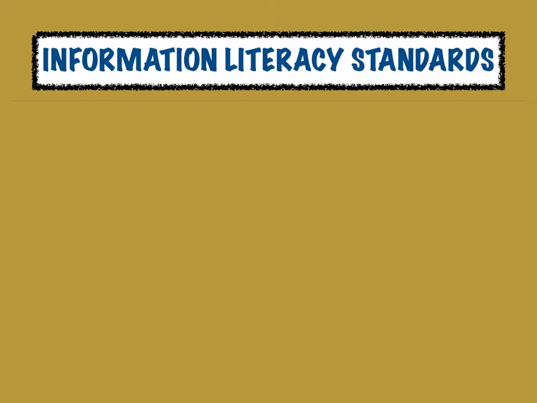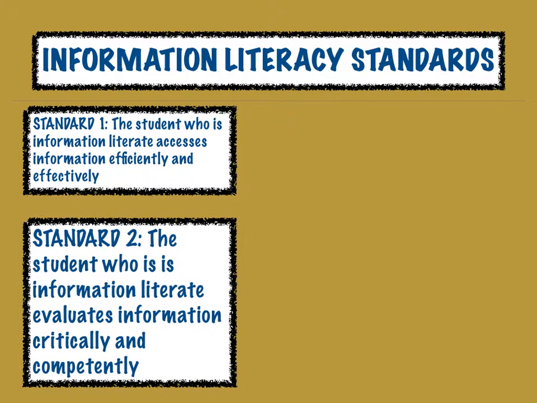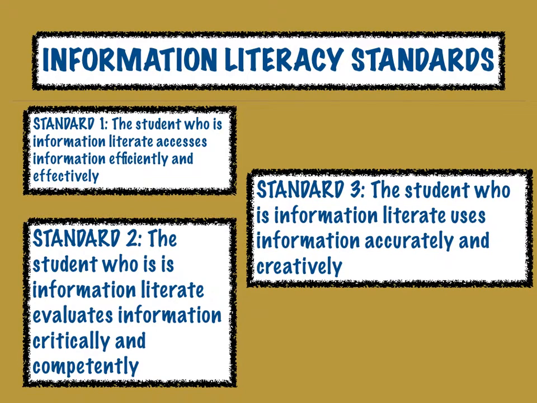Information literacy standards. The American Association of School Librarians and Association for Educational Communication and Technology developed 3 standards for information literacy for student learning. The first standard is the student who is information literate accesses information efficiently and effectively. Standard 2, the student who is information literate evaluates information critically and competently. And standard 3, the student who is information literate uses information accurately and creatively.